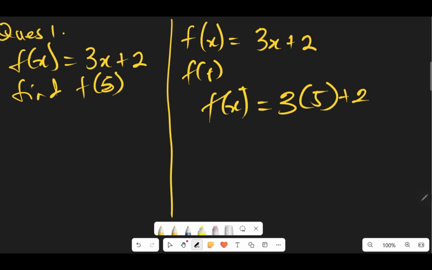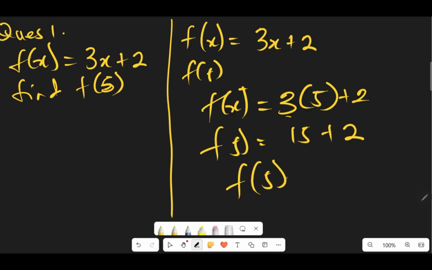Anywhere I see the x, I'm going to put 5 there. So I'm going to get f of 5 being equal to 3 times 5 gives me 15 plus 2. Then f of 5 is going to give me 17. So it simply means 5 maps to 17. Is that okay? So the question, f of x is equal to 3x plus 2, where we should find f of 5. We are saying that f of 5 is equal to 17. Now check it with your answer. Did you get the same thing? That is good. If you didn't get it, let me know why you didn't get it in the comment section.